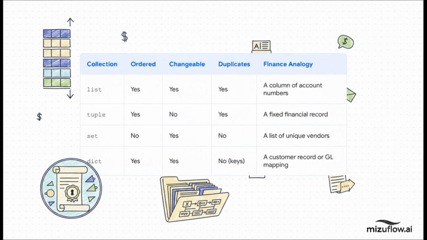And this table is great because it shows how we group that data together. A list is just what it sounds like. It's like a column of account numbers in Excel. A tuple is almost the same, but it's locked in. You can't change it, which is perfect for a financial record that should never be altered. A set is all about uniqueness. It's great for getting a clean list of all your vendors with no duplicates. And finally, a dict, or a dictionary, is perfect for a structured record, like a customer file.